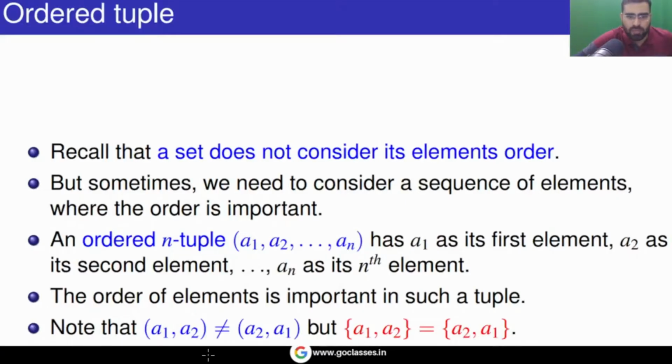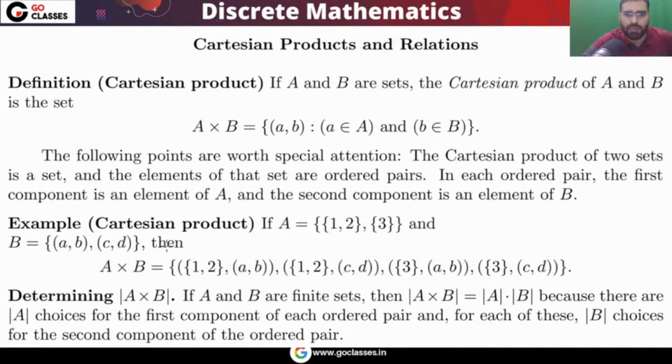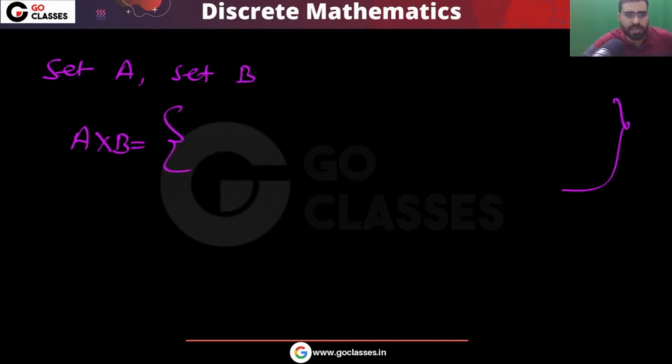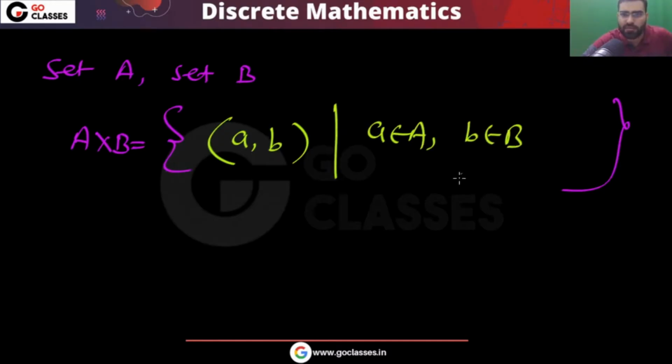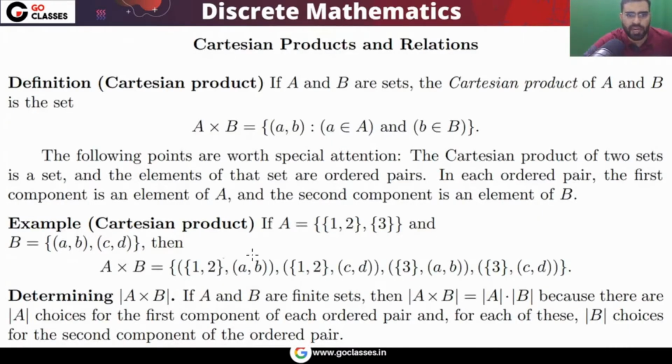Now let's move on. The Cartesian product concept we have already seen in the last lecture; you can watch it. What is a Cartesian product? If you have a set A and a set B, then A cross B will be a set of ordered pairs, where the first element comes from set A and the second element comes from set B. So this is the concept of Cartesian product.